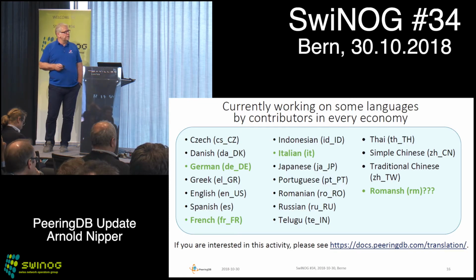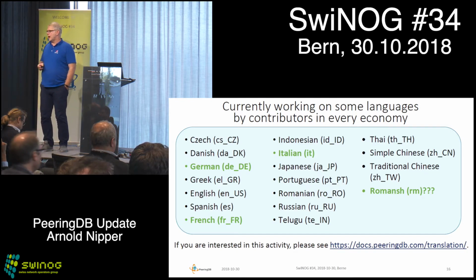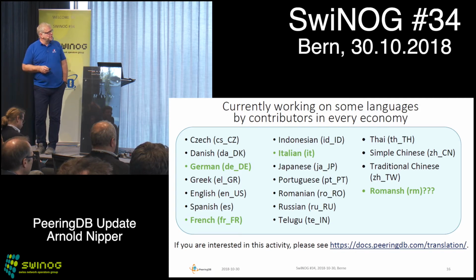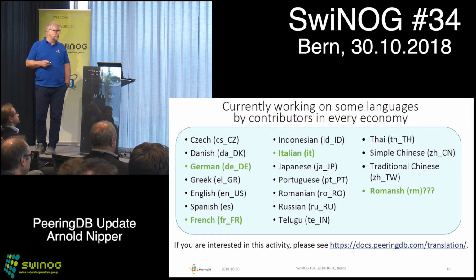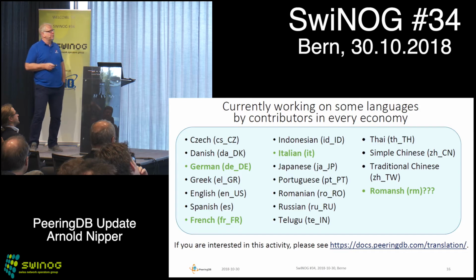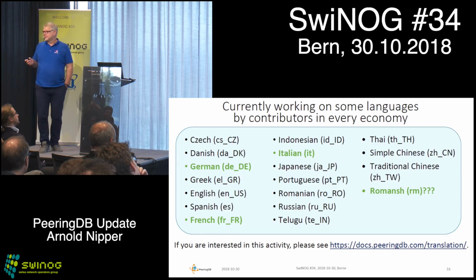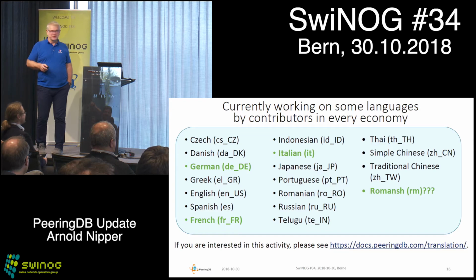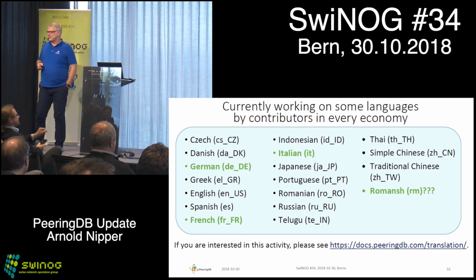Currently, we are working on these languages. In green are highlighted the languages which are found in Switzerland. German already is implemented and is available. French is being worked on, Italian is the same. I'm not sure whether we will once have PeeringDB in Romansh. If you speak Romansh and think it's worthwhile, or it's just a hobby, I guess it would be really funny to see it also in Romansh.